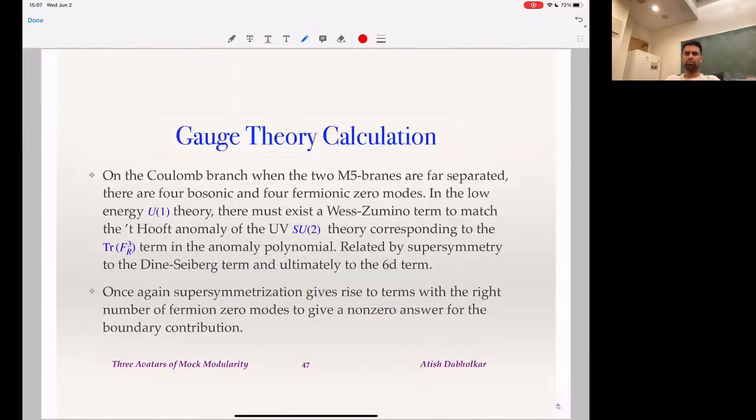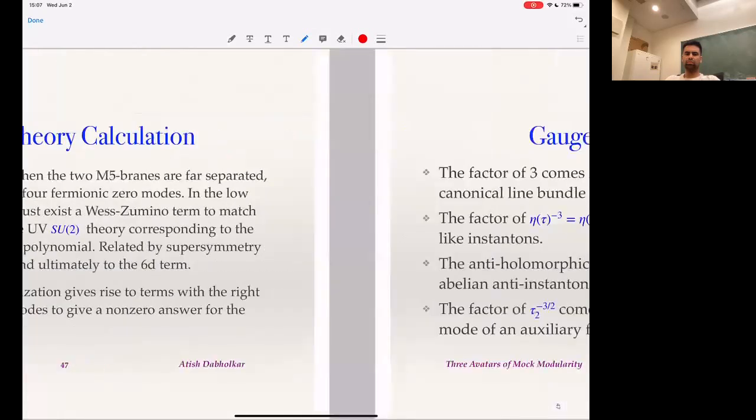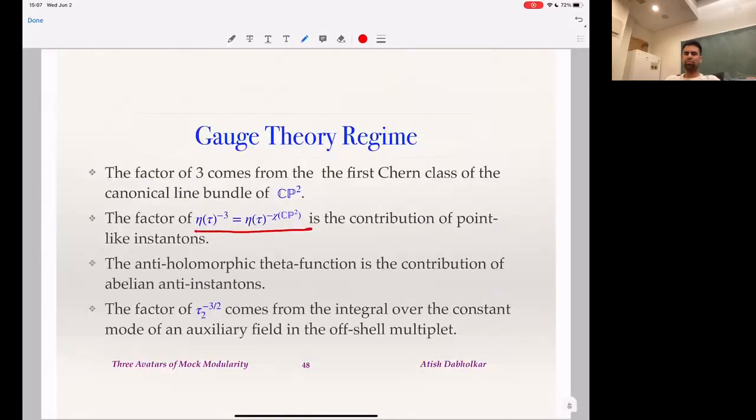In the gauge theory calculation, the answer comes from different factors. Eta tau to the -3 comes from the Euler character, which is the contribution of point-like instantons. The anti-holomorphic theta function is the contribution of abelian anti-instantons. And tau2 to the -3/2 comes from the integral of the constant mode of some auxiliary fields. This is actually quite a complicated story, and it took us some months to sort it out. So this is all in our paper. You can look at it, it's explained in detail. But I just want to show you where the essential features come from. And the factor of 3 comes from the first Chern class of the canonical line bundle of CP2. So that also enters naturally in this context.